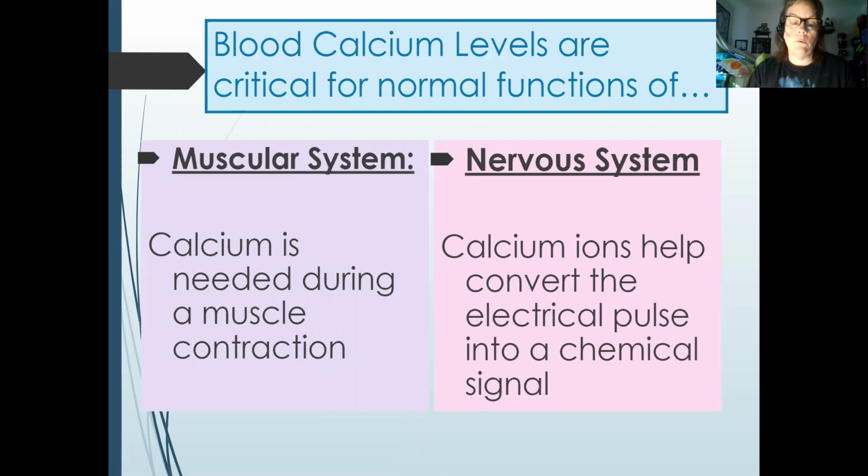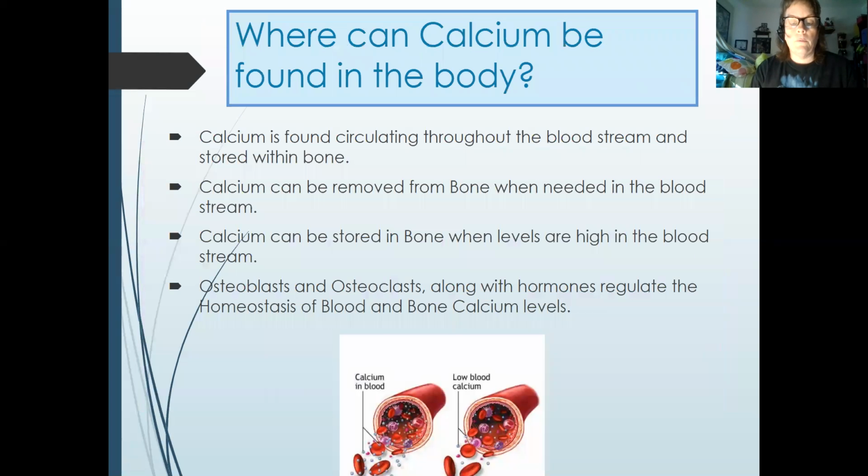So calcium is used during muscle contractions, and it's also used when your neurons or your nerve cells communicate throughout the body. All right, so where can calcium be found in the body? It's found circulating through your blood. It's also stored in your bone. Again, calcium is what makes your bone very dense, very hard, and makes it strong.